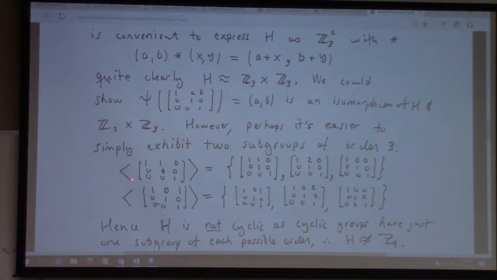Anyway, here are 2 subgroups of order 3. If you've got 2 subgroups of order 3, it's not Z9, right? Because by the fundamental theorem of cyclic groups, a cyclic group of order 9 has just 1 subgroup of order 3. This has 2. At least, it has more actually, I think, but it's at least got those 2. What's the other subgroup it has of order 3?